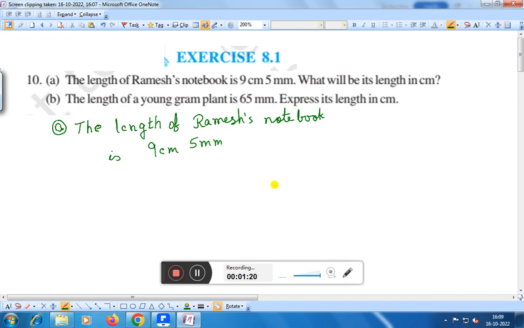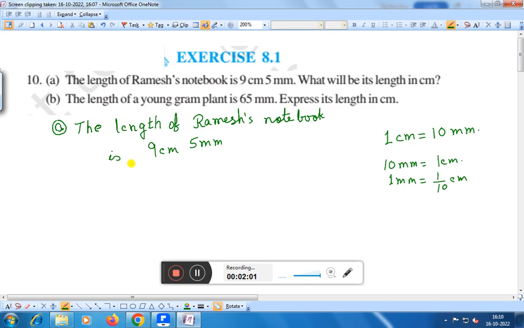First of all, we have to find the relation between centimeter and millimeter. We know that 1 cm is equal to 10 millimeter. You have to know this relation, right? That means in the reverse order, you can say that 10 millimeter is equal to 1 cm, and 1 millimeter is equal to 1/10 cm. That means to convert millimeter into centimeter, you have to divide that number by 10, right?